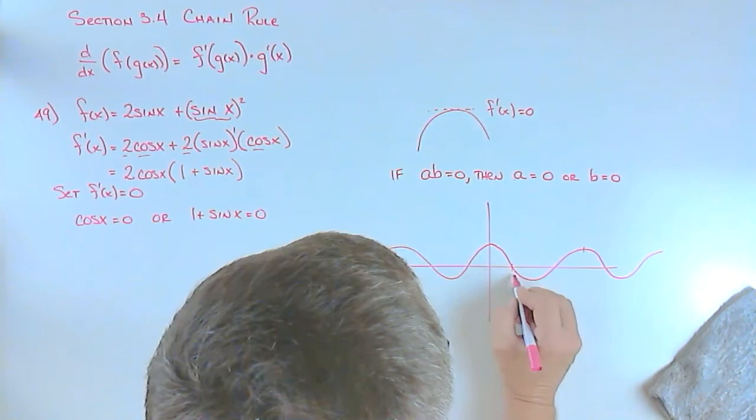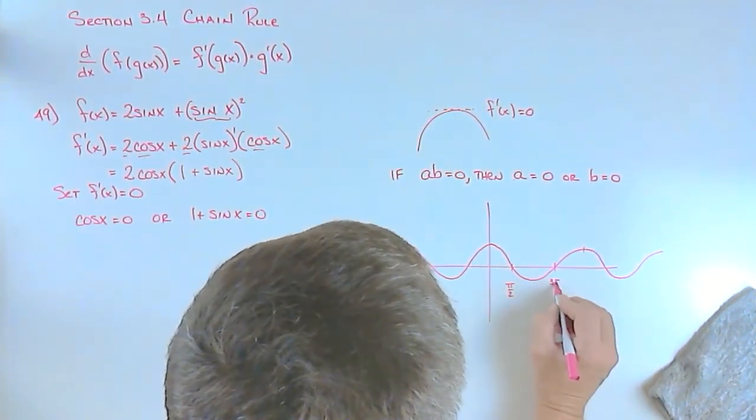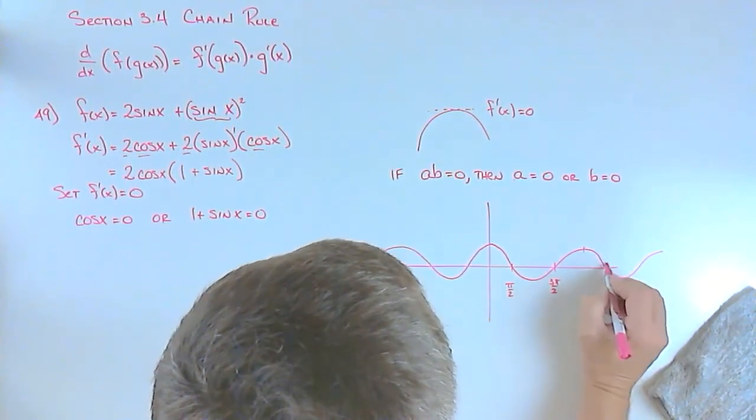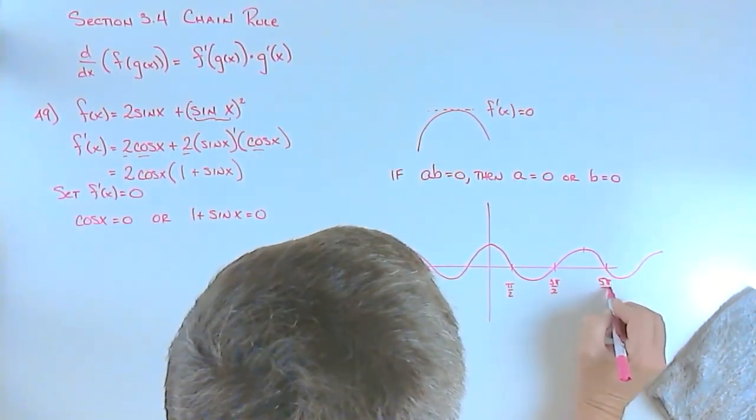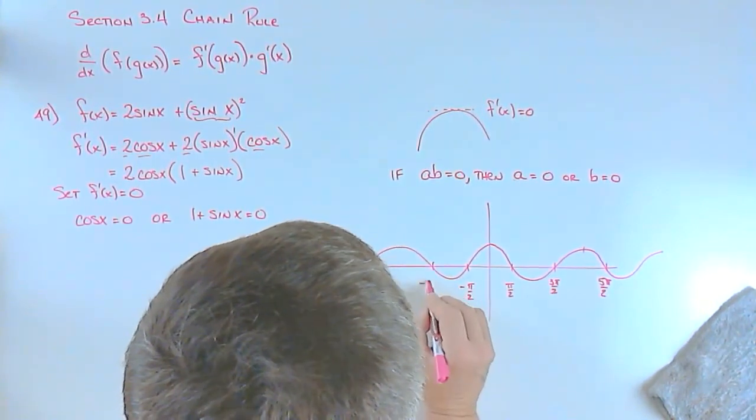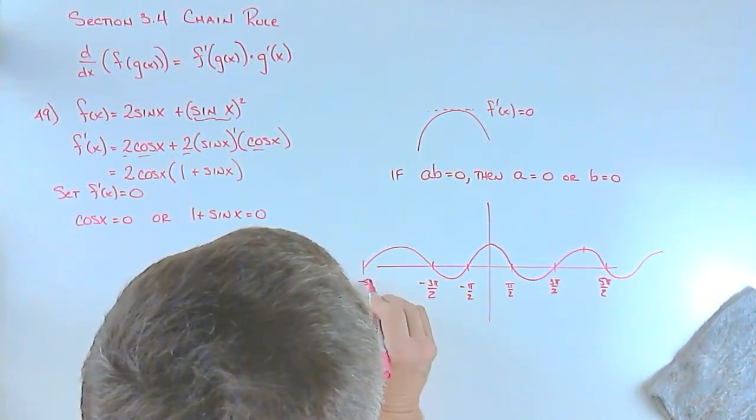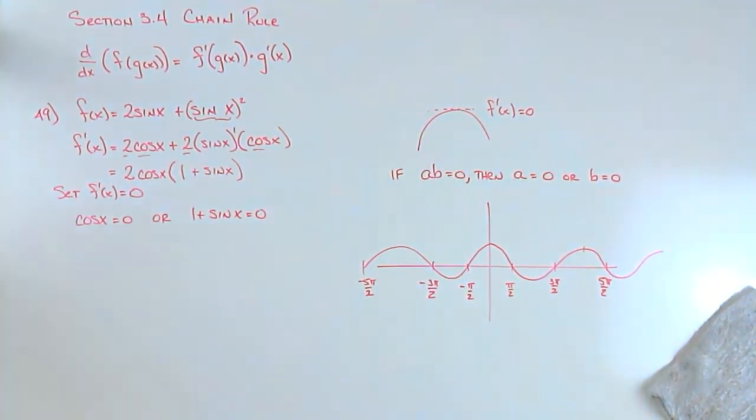And we know that's pi over 2. We know that's 3 pi over 2. We know that's 5 pi over 2. This is negative pi over 2, negative 3 pi over 2. And over here, we've got negative 5 pi over 2, right? That's how cosine works. So when does cosine equal 0?